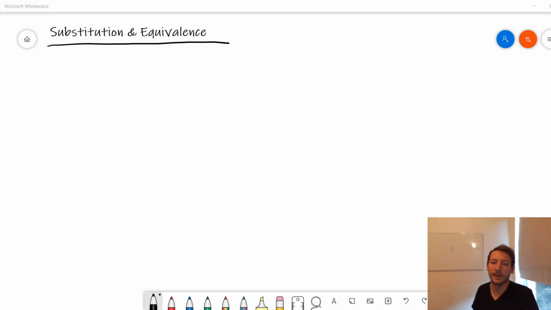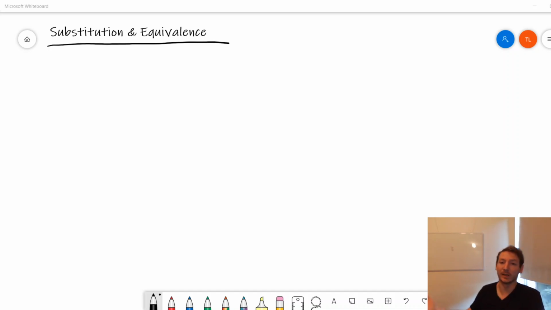Yesterday we had a look at some of the definitions of algebra. So today we're going to start using some of that algebra. So first up is substitution and equivalence. Now luckily substitution is pretty simple. You just got to think of it like soccer. You're taking one person off the field, putting someone else on.